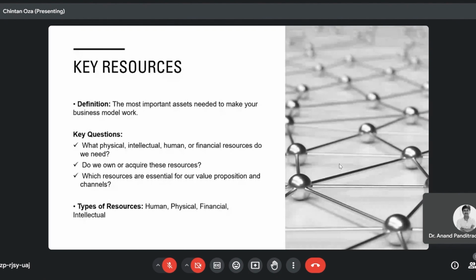So, as we discuss, while defining key resources, we'll ask what physical, intellectual, human, or financial resources do we need? What sort of resources are needed? What is their definition? Should we own or acquire these resources or get it outsourced? Which resources are essential for our proposition and the relevant channels? The types of resources could be human, physical, machinery, financial, or intellectual.